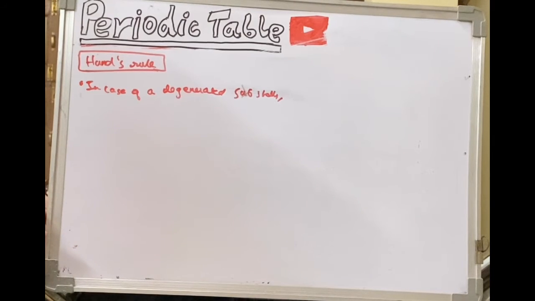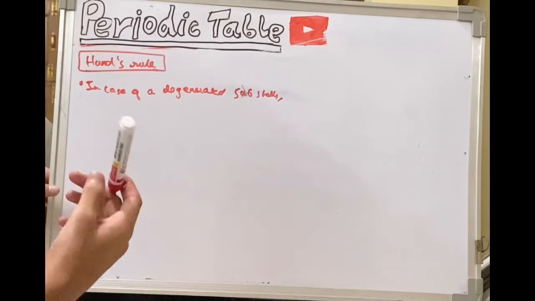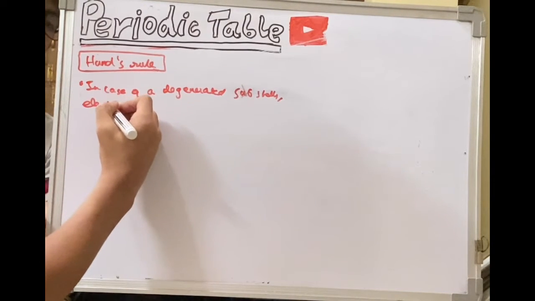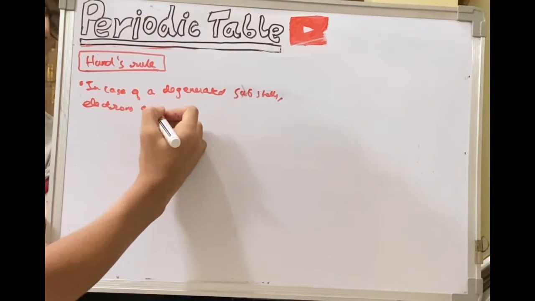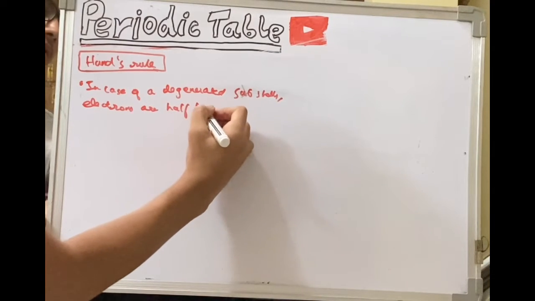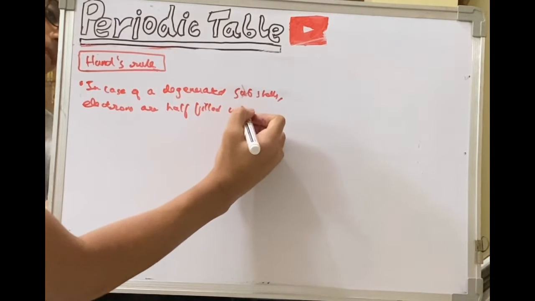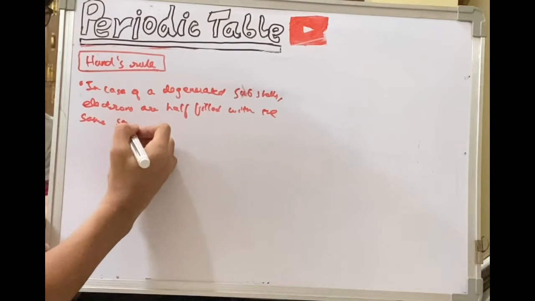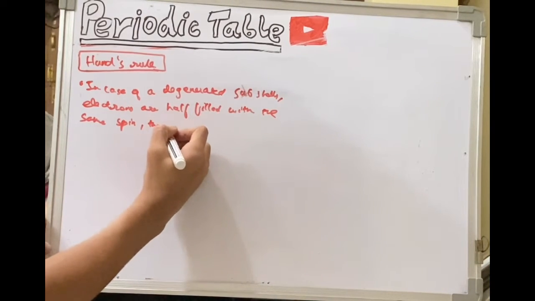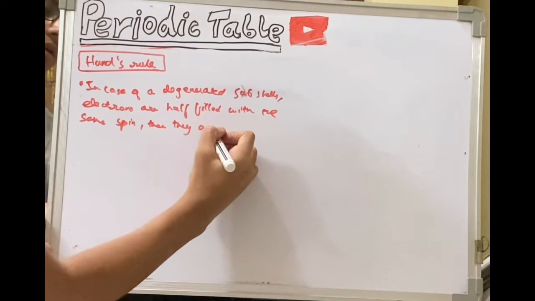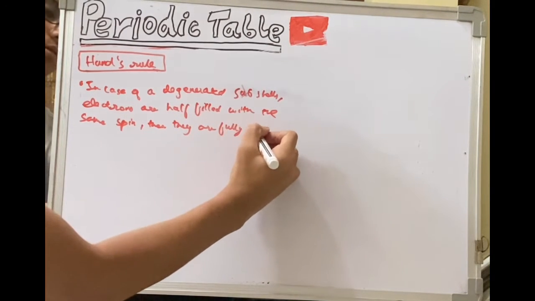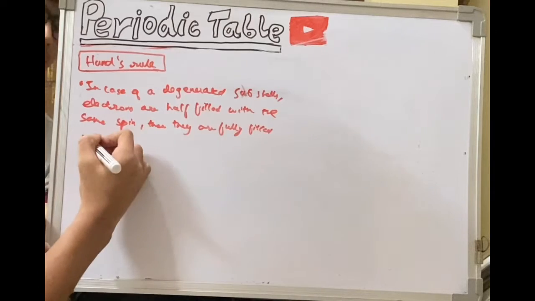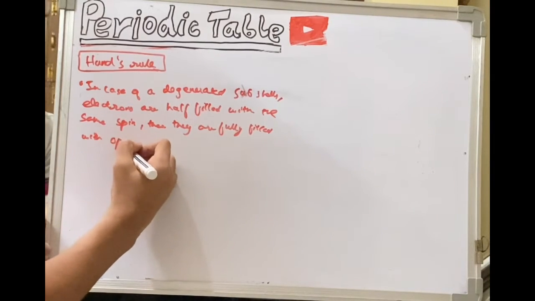So the electrons are first half filled with the same spin, and then they are filled with opposite spin.